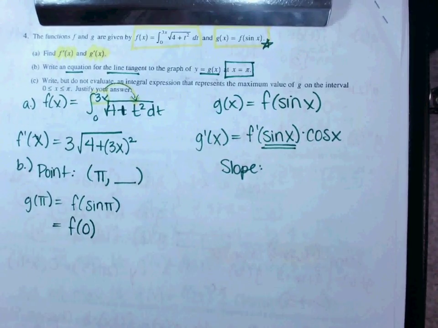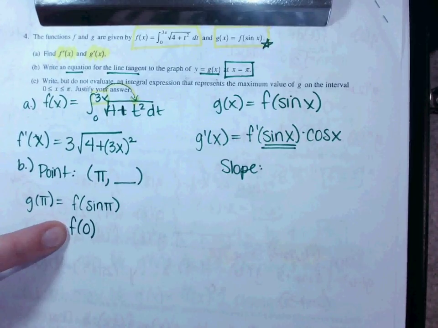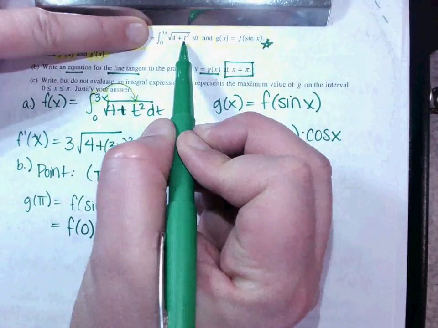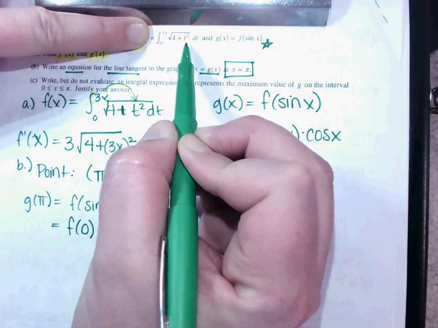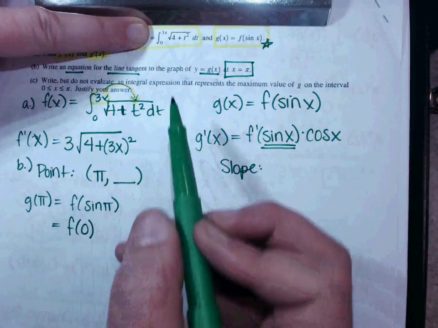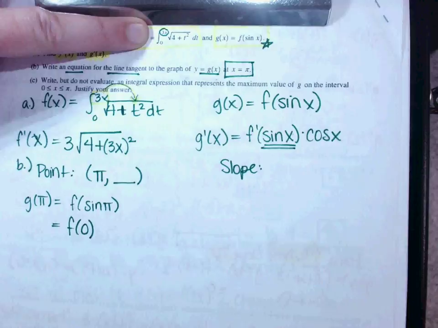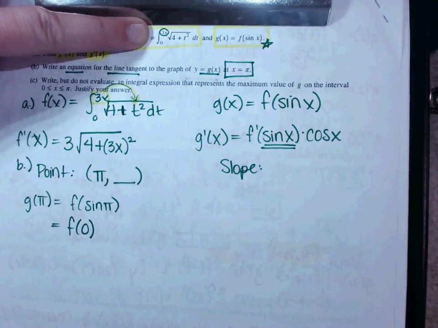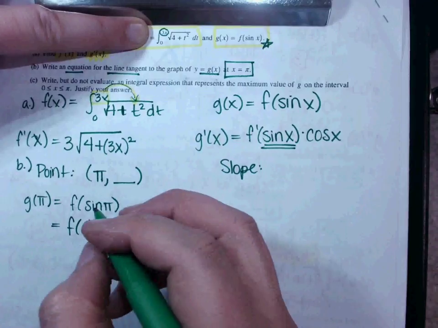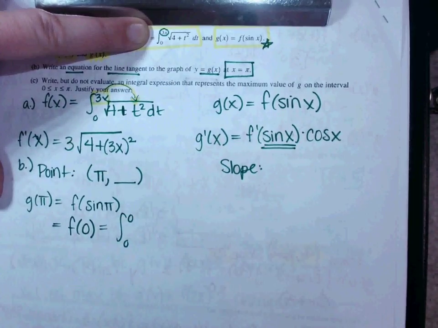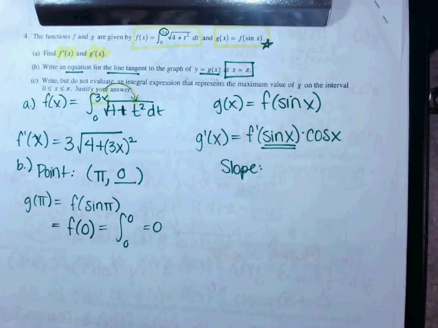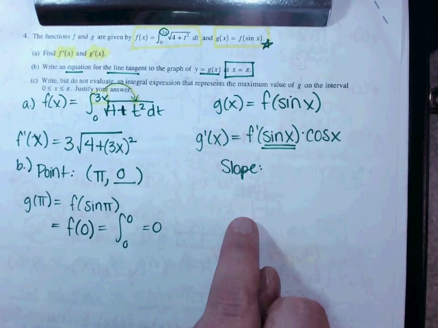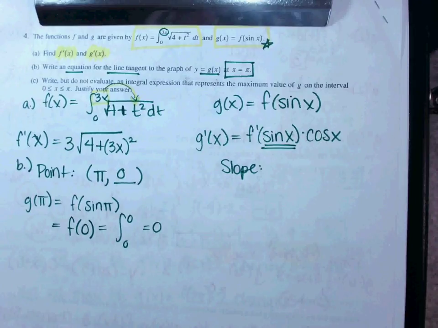So what do I really want? F of 0. Now look back up at your thing. Where am I going to plug in 0 if I want f of 0? Am I plugging it in here or here? Where do you plug in if that's f of x? Here, right? Just like we've been doing on all the other ones. So where's my integral from now? 0 to 0, and we know what that is. What is it? 0 to 0 is 0. So we have our point. Pi comma 0. Yes, sir? That's going to be for the derivative. We're going to do that right now when we do slope. Good point.